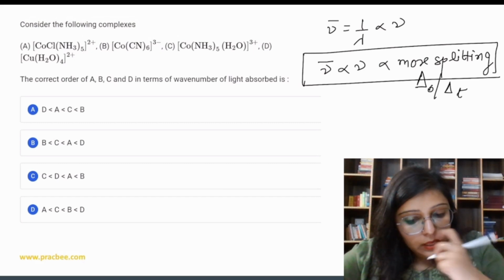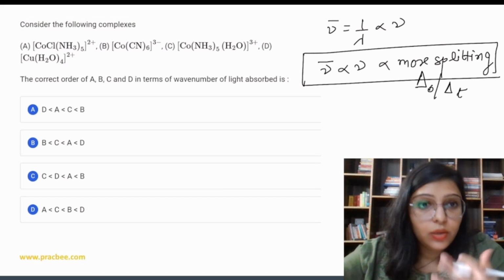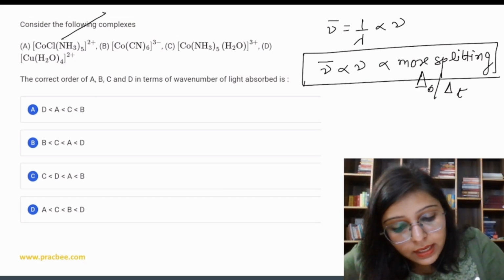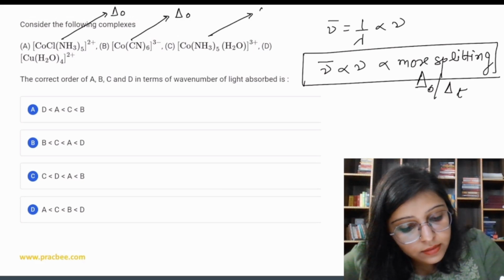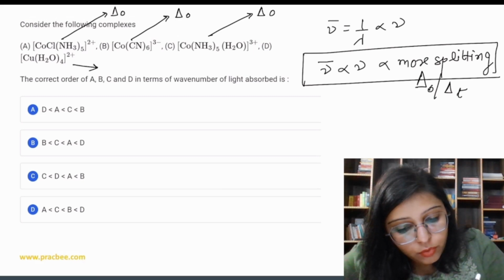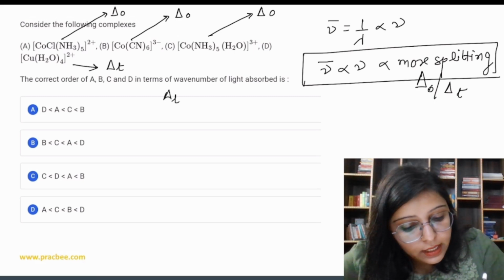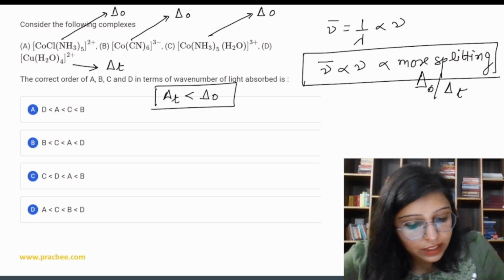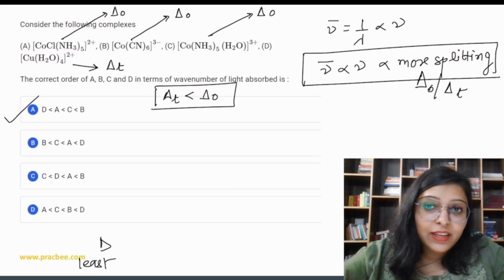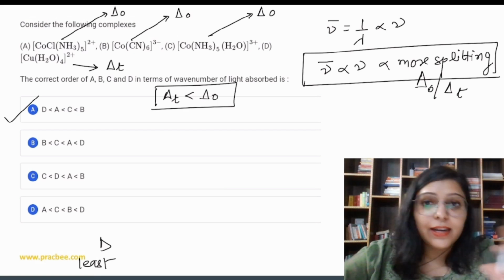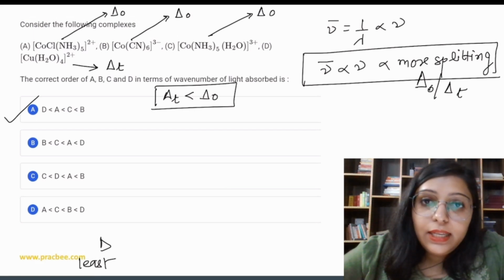So let's analyze it theoretically before doing the mathematical concept. Here we have 6 ligands, so delta naught. Here we have 6 ligands, delta naught. Here we have 6 ligands, delta naught. And here we have 4 ligands, so delta T. So delta T is going to be less than delta naught. So D is going to have the least. If you see the options, you can mark option number A. But let's understand. So least is going to be D.